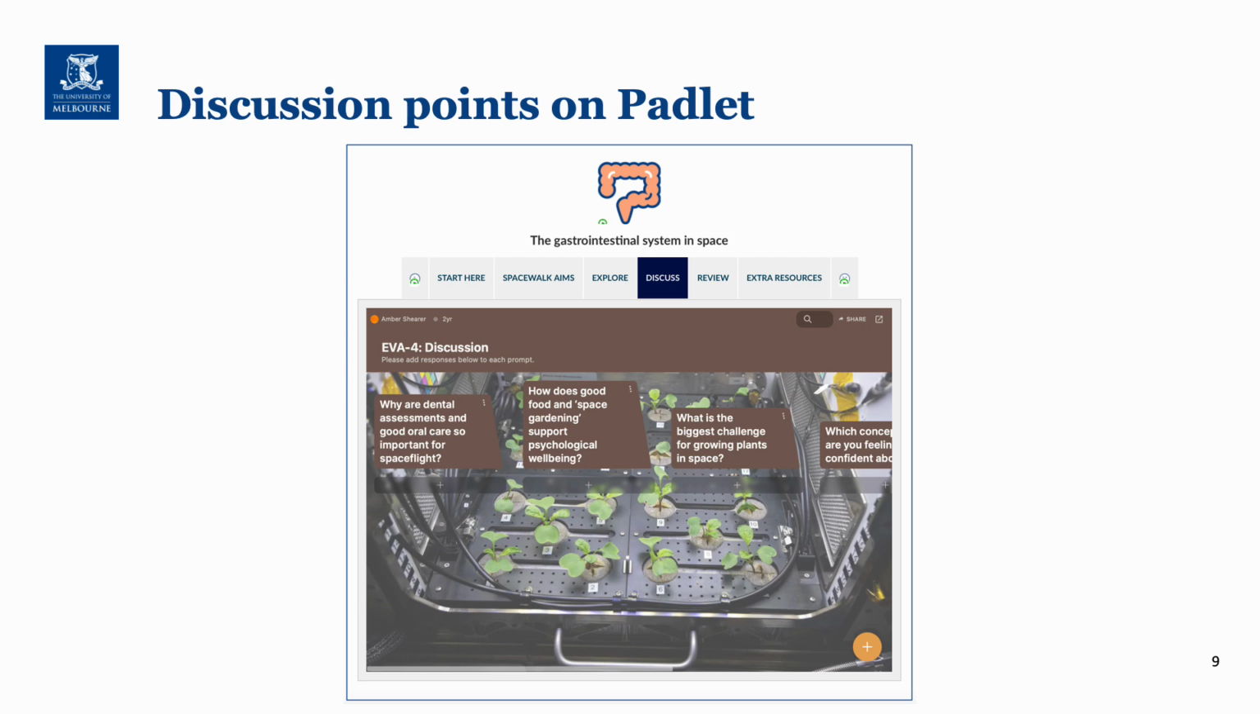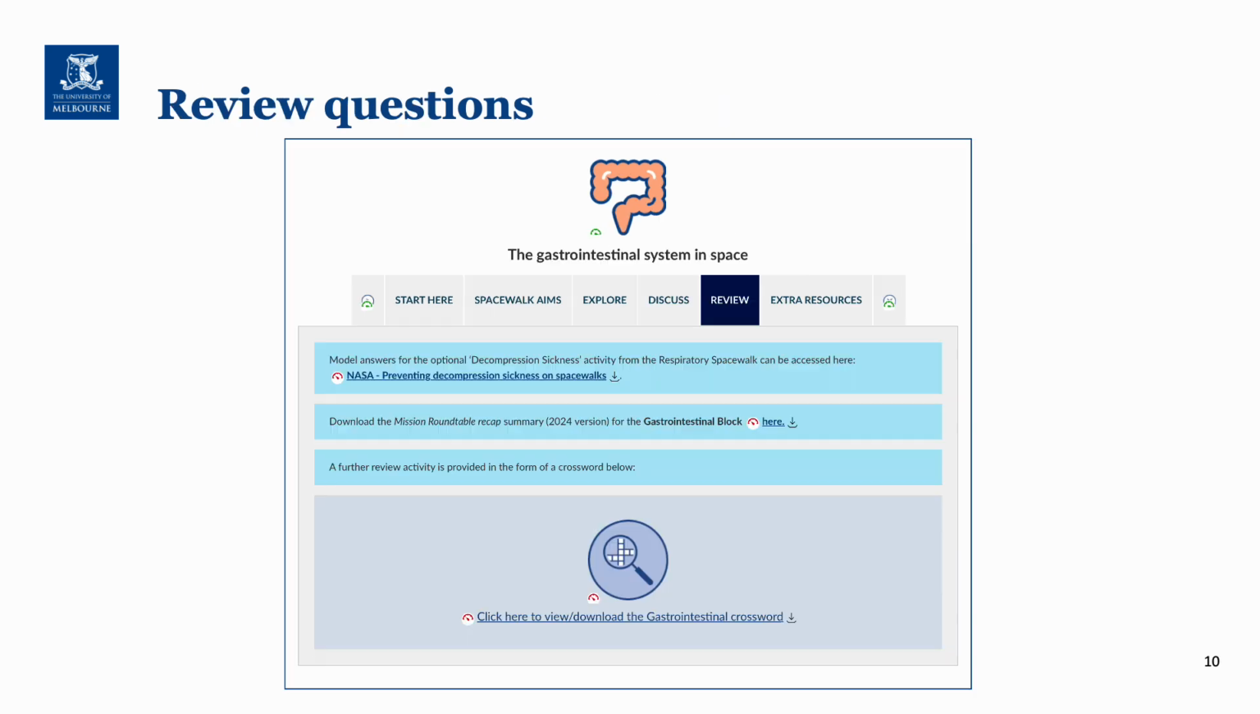And then there's a discussion Padlet under the Discuss tab, and there are 3 points specific to this block and then 3 general points, so I encourage you to have a think about those and post some responses there and engage in discussion with your fellow students.